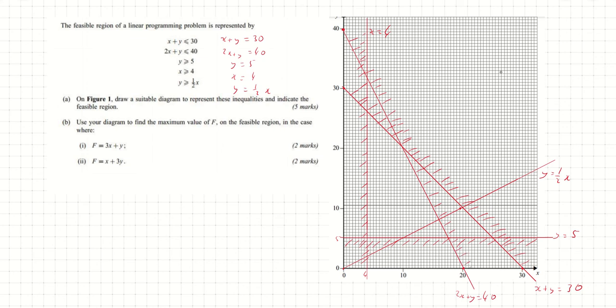And then finally, y is greater than a half x. So we want to dash out the areas that y is less than a half x. So we look at the line y is a half x. Which side is less? When is y less than a half x? Well, it's when y is below that line. So we need to dash out below that line.